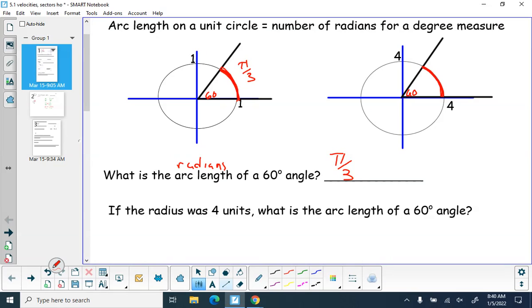What is the measure of that arc length going to be? If it's a unit circle where the radius is 1, the arc length is going to be pi over 6. That's what's nice about the unit circle. What's going to be the arc length when the radius increases to 4? Well, let's go back to what we had to begin with. We talked about the circumference being 2 pi. The circumference on the unit circle over here was 2 pi.